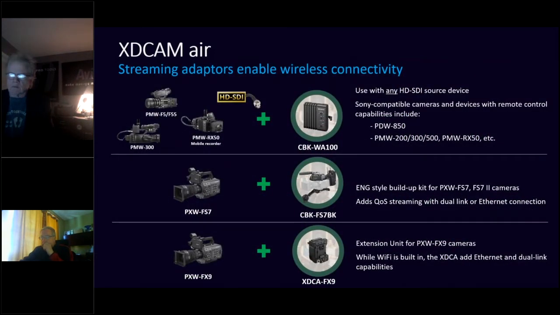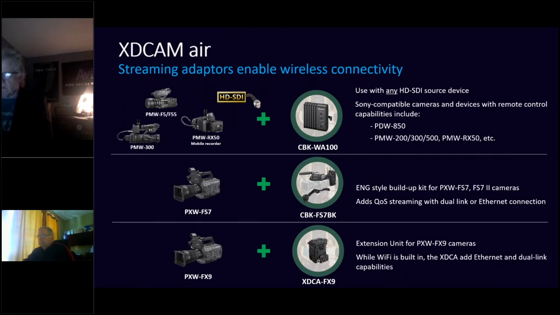Moving to the next slide here, I want to introduce you to our CBKWA100. This is a small little encoder, essentially. It's about 4 inches by 4 inches, but about an inch thick. And this is for adding onto your legacy devices. So for example, if you didn't have any one of the cameras that we previously showed in that slide, this will allow you to take anything that has an SDI output to then stream it. So this has streaming built into it.